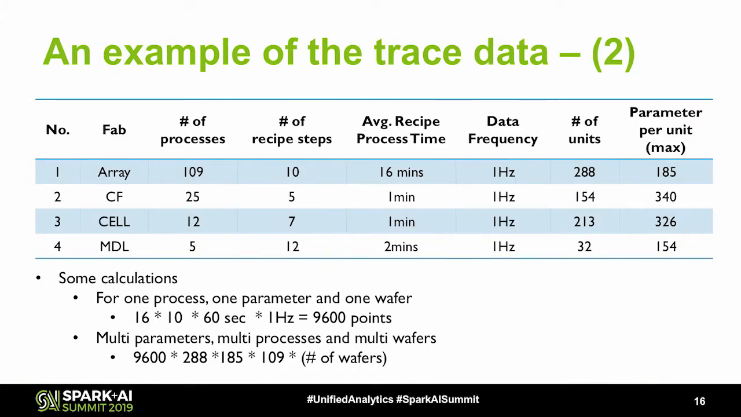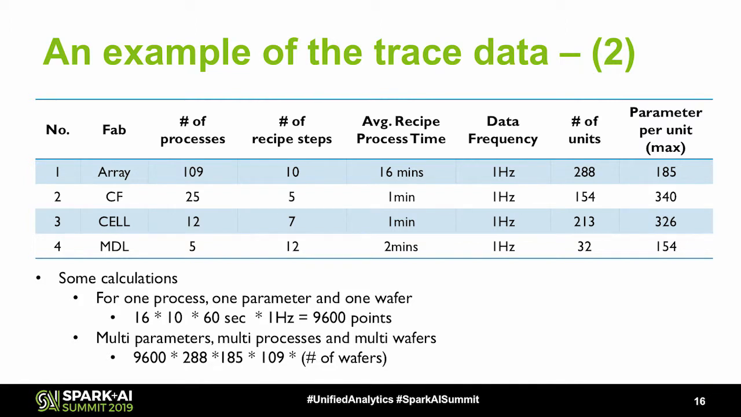So let's do some calculation with the trace data. Out of these 4 fabs, let's take a look at the number 1 fab called Array. The data frequency is 1 Hz, which produces a data point per 1 second. It has a total of 10 recipe steps, and the average recipe time is 16 minutes, so the total duration is 160 minutes. Therefore, the total data points in one process will be 160 times 60 seconds times 1 Hz, which will be 9,600 data points in one process.